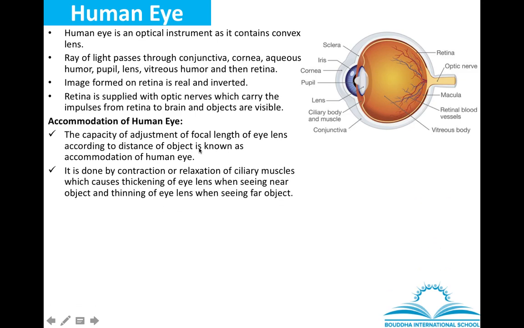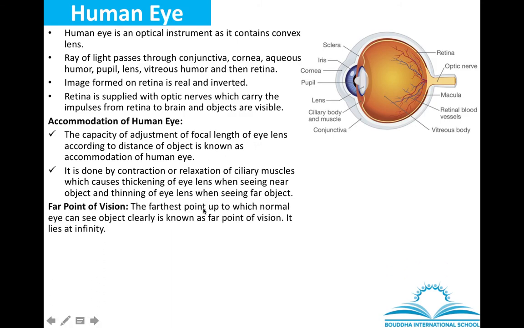And how is it done? The lens is supported by ciliary muscles. If you are observing a far object, then the ciliary muscles will contract and the eye lens becomes thinner, which helps to increase the focal length. Similarly, if you are looking at a near object, then the ciliary muscles will relax, and because of relaxation, the lens becomes thicker, due to which the focal length of the eye lens becomes shorter.